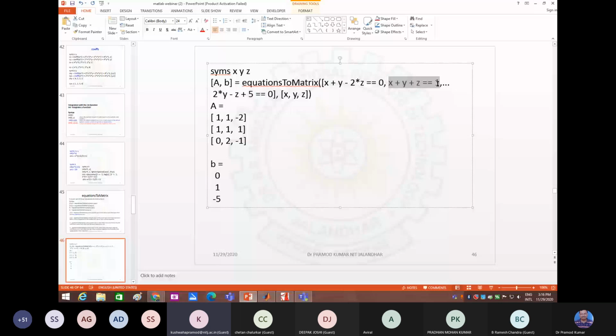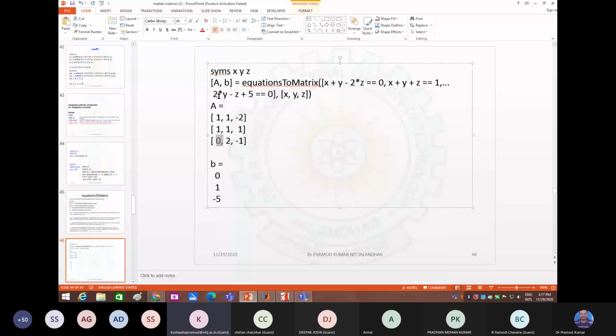All the three equations you have, we want that the matrix should be created in terms of these equations. This is 1, 1, minus 2. That is the first row of the matrix. Second row, 1, 1, 1. Third row, 2y minus z plus 5. 5 is a constant term. Coefficient is x, y, z. No x in this equation. Therefore, it comes 0.